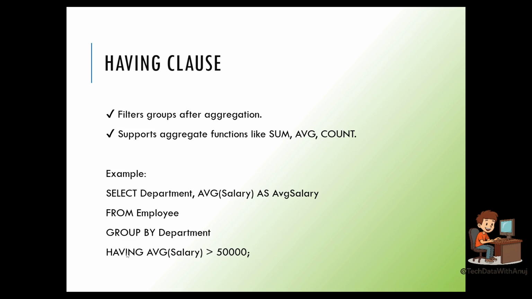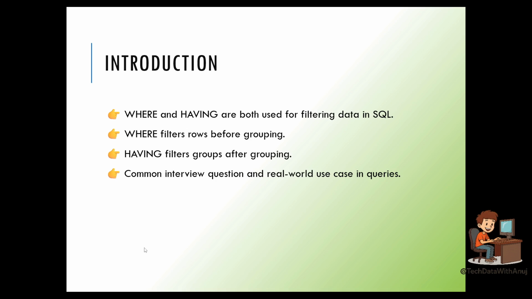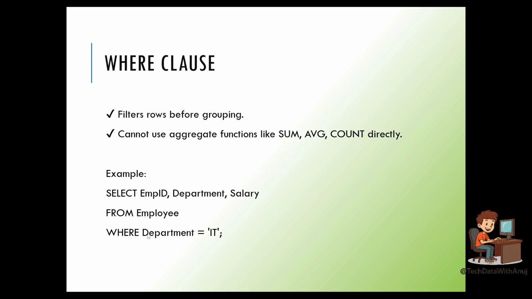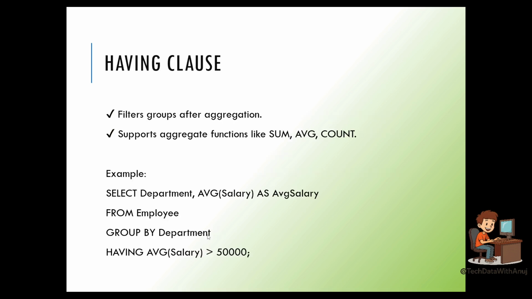HAVING works like the WHERE clause. If you see here, where department is equal to IT, but here you can see average salary is greater than 50,000. So we find the departments whose average salary is greater than 50,000. So we can use the HAVING clause with groups.